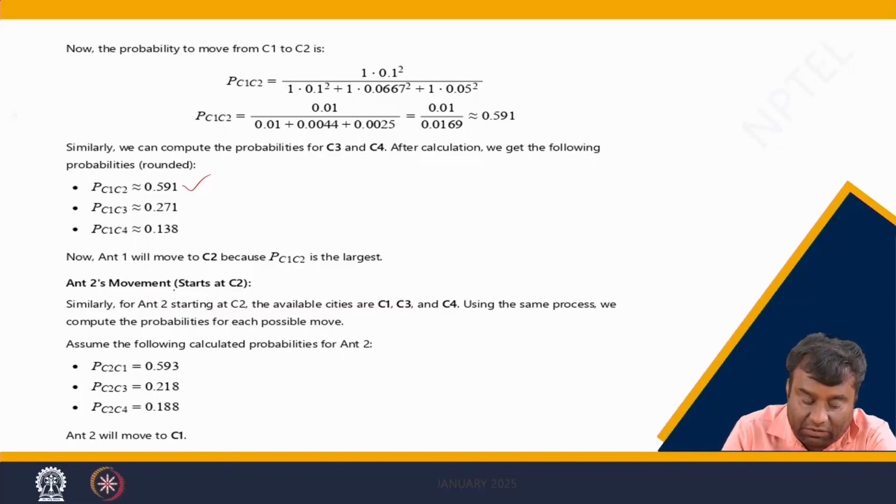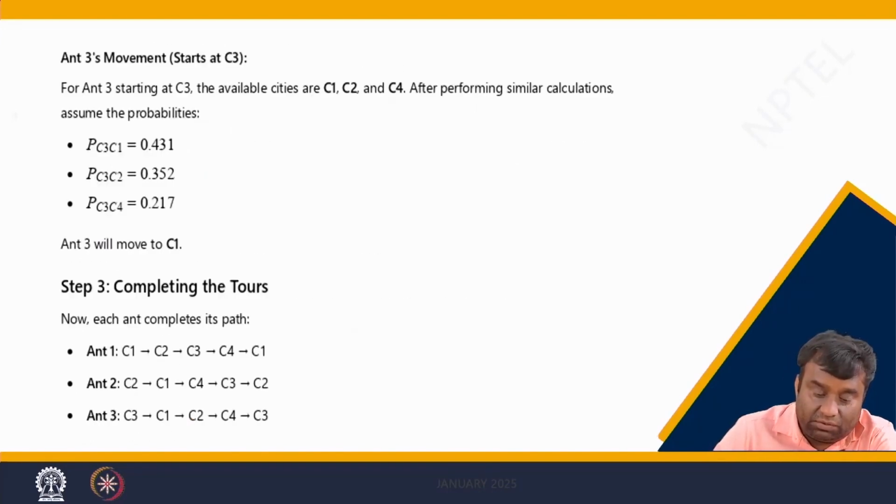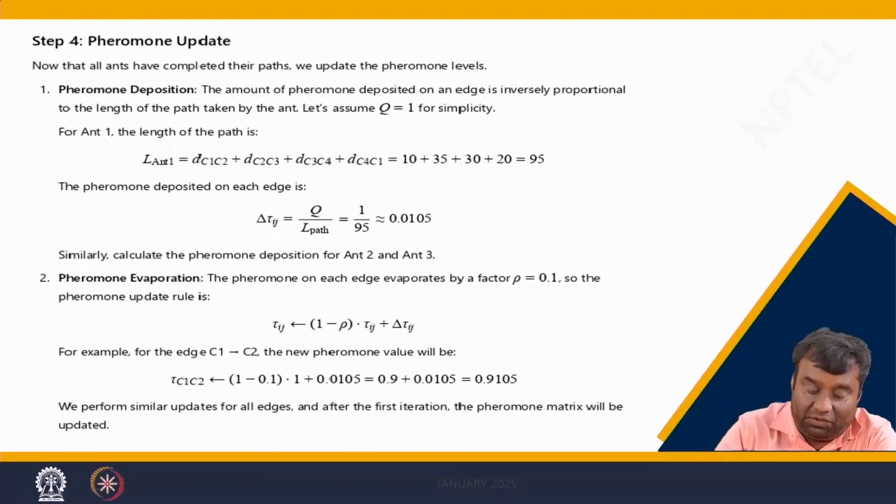Now similarly for ant 2, the movement starts at C2. The available cities are C1, C3 and C4. Using the same process we get the probability for each path. Here this is the highest, so ant 2 will move to C1. Ant 3 also works the same way, so it will also move to C1. To complete the tours, ant 1 goes C1 to C2 to C3 to C4 to C1, ant 2 goes C2, C1, C4, C3, C2, and ant 3 goes C3, C1, C2, C4, C3. So they move like that. Now we need to do the pheromone update.